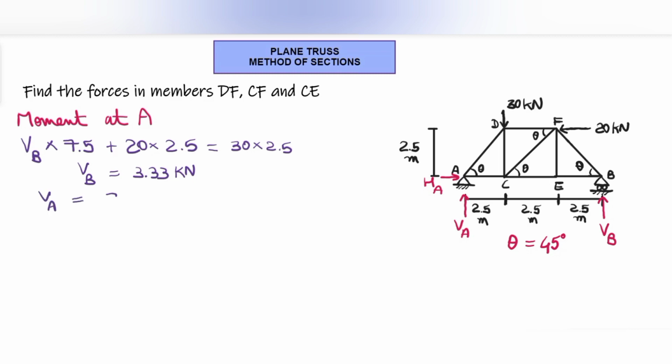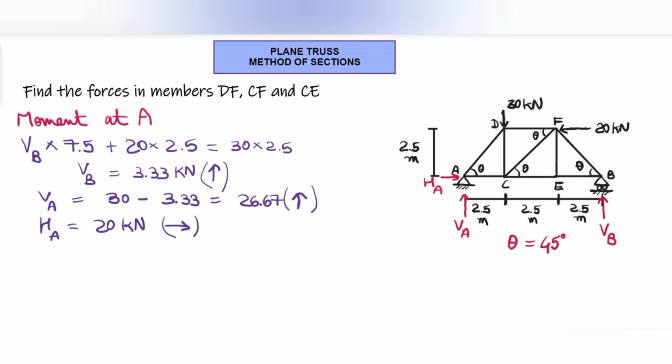Then VA will be equal to the total vertical load minus VB. 30 minus 3.33, which is 26.67. Then HA will be equal to 20 kilonewton because here HA is acting in right hand side direction and 20 kilonewton is in its opposite direction. So we can write HA minus 20 is equal to 0, which is HA is equal to 20 kilonewton. And we'll also show the arrows like this.